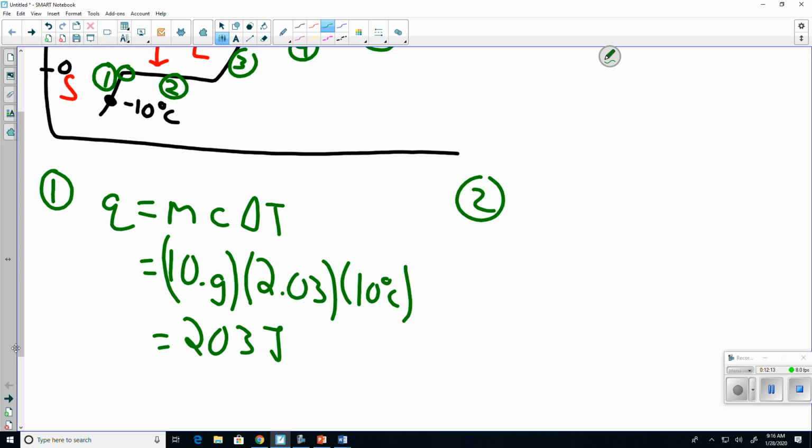In step number 2, there is no change in temperature because any heat added is not raising the temperature, it's breaking apart that intermolecular force of attraction holding it together as a solid. Because there is no change in temperature, we are going to use this equation on our step 2, on our plateau.